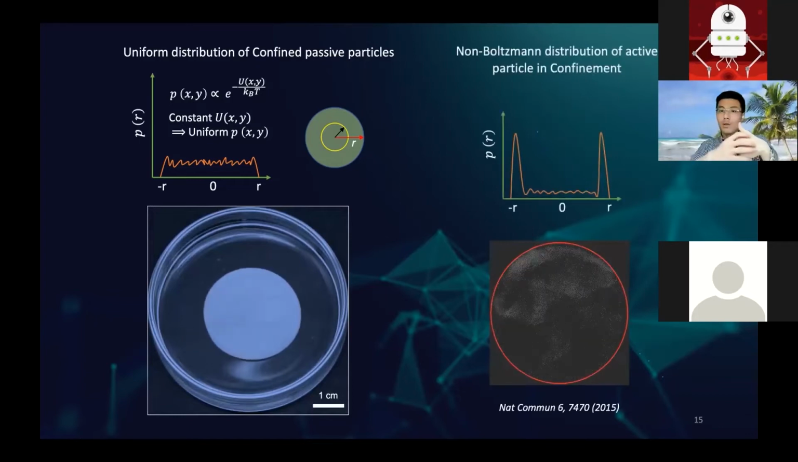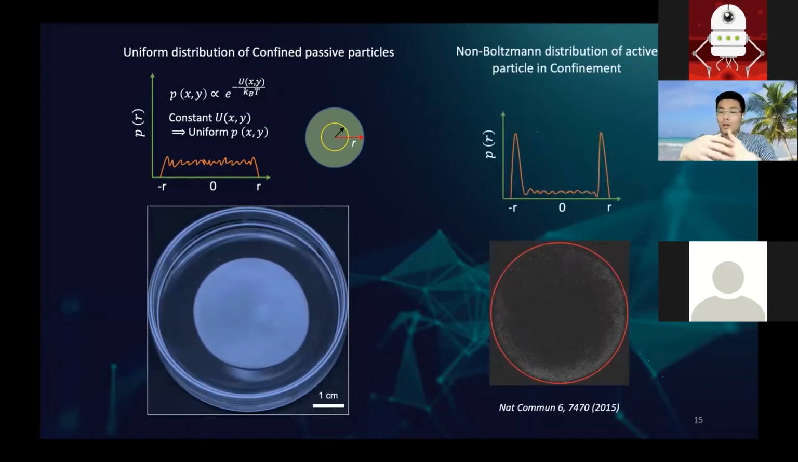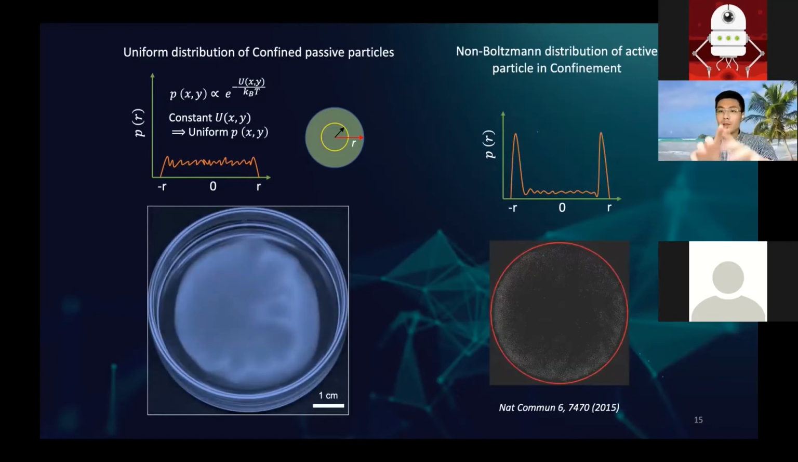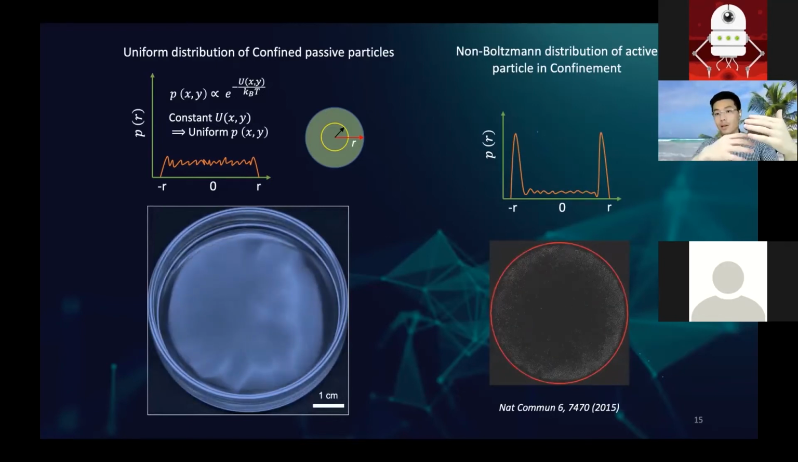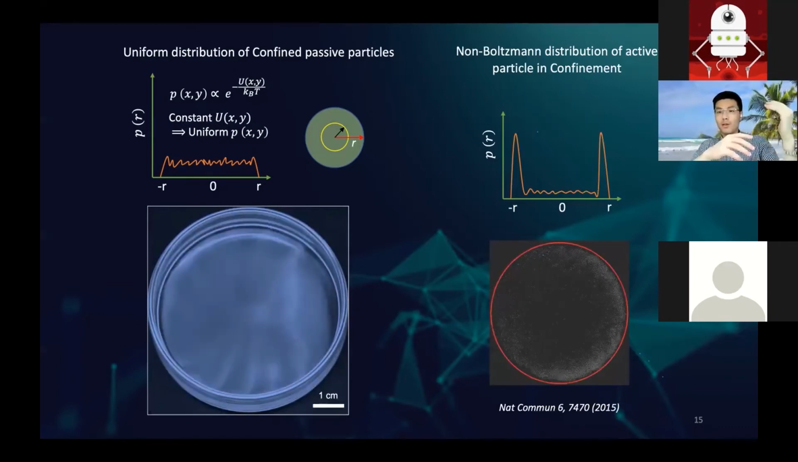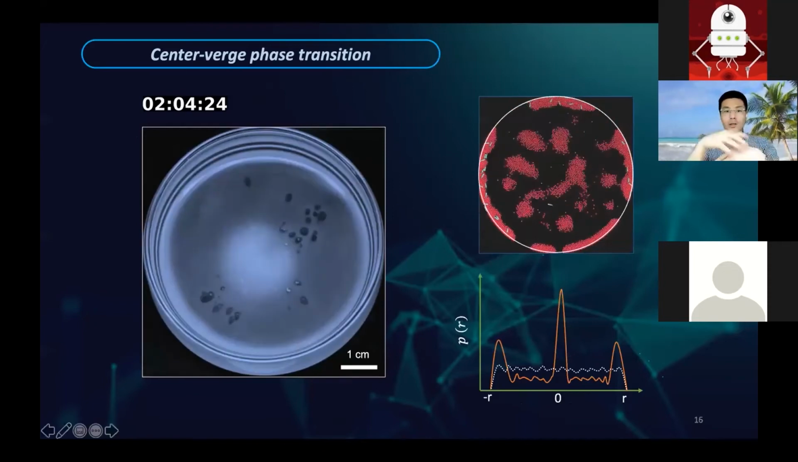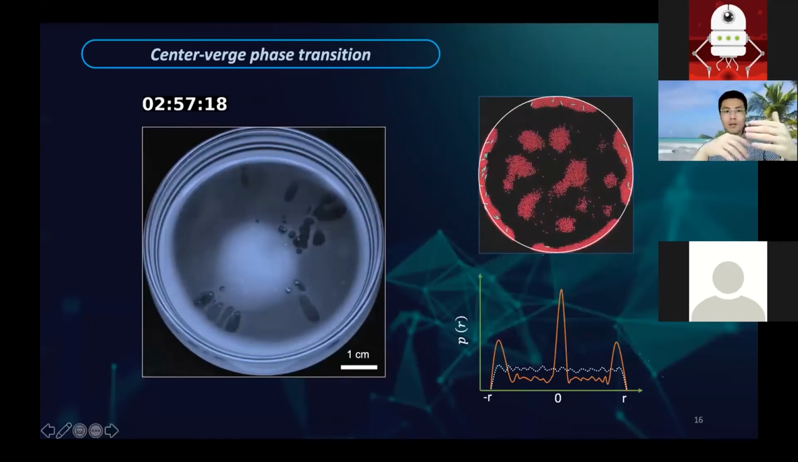However, active particles can interact with the confinement wall and with each other. At the confinement wall, there will be a fair probability of those particles being present. So for active particles, their distribution in the confinement is a non-Boltzmann distribution. For our system, we put the mixture of the zinc oxide rod and SPS particles in the glass petri dish, and we observe a very interesting center-verge phase transition collective behavior.